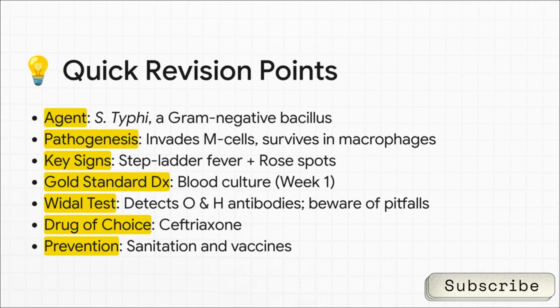The key signs: stepladder fever and rose spots. Your gold standard diagnosis: blood culture in week 1. Drug of choice: ceftriaxone. And prevention: sanitation and vaccines. You lock those in and you are going to be in fantastic shape.